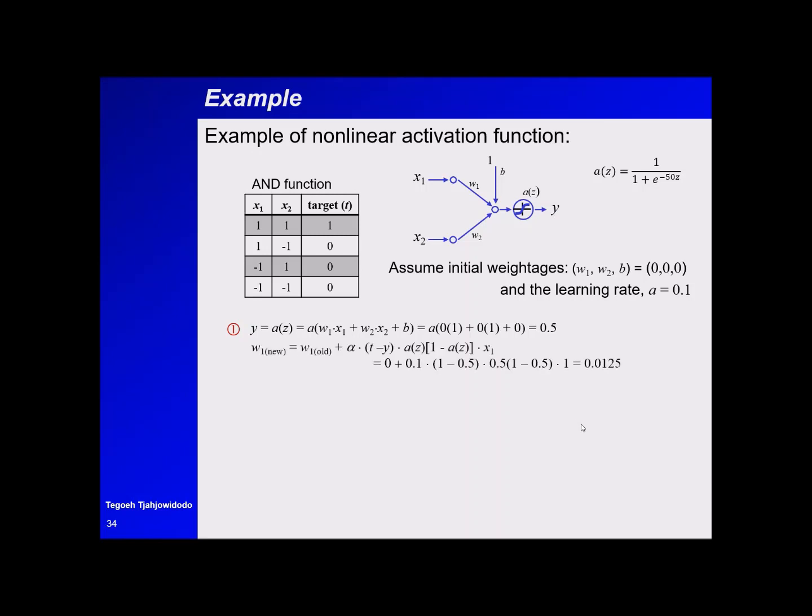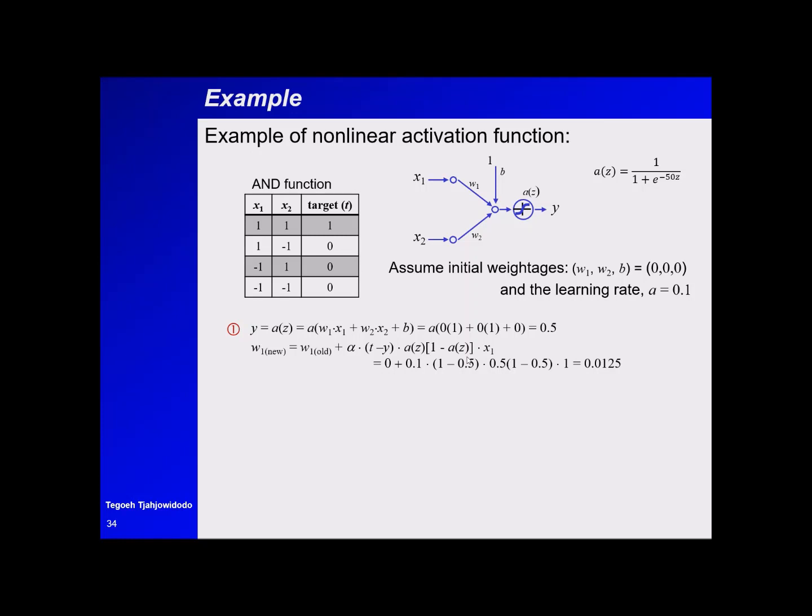Then I will update the first weightage, W1. I will do the same thing. I will use the old weightage, 0, plus the learning rate, 0.1, times t, the target, which is 1, minus the current output 0.5, times 1 minus the output again here, times the first input x1. So this just follows the updating function in the previous slide. Please take a look here.